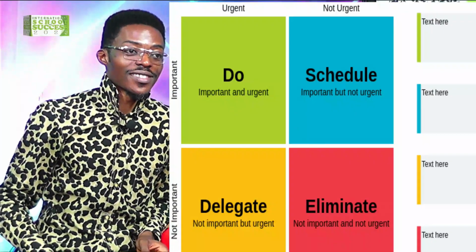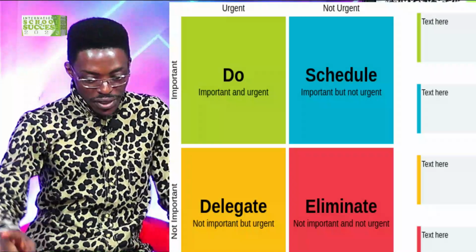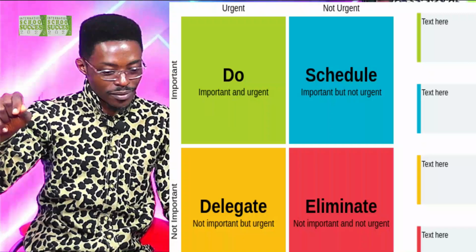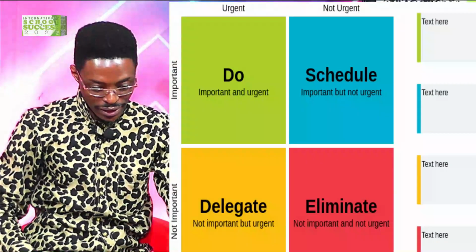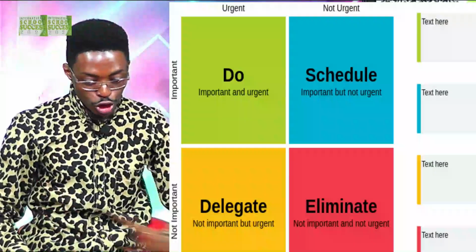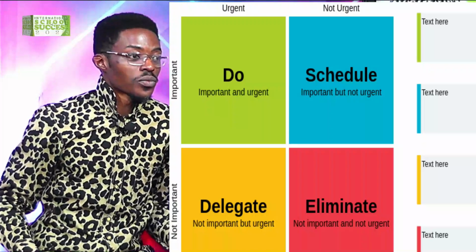Is it urgent? It's not urgent. But is it important? So, you will put it in not urgent, but important. Then you go to quadrant 3. What you will feel there is urgent, but not important. Urgent, but not important.